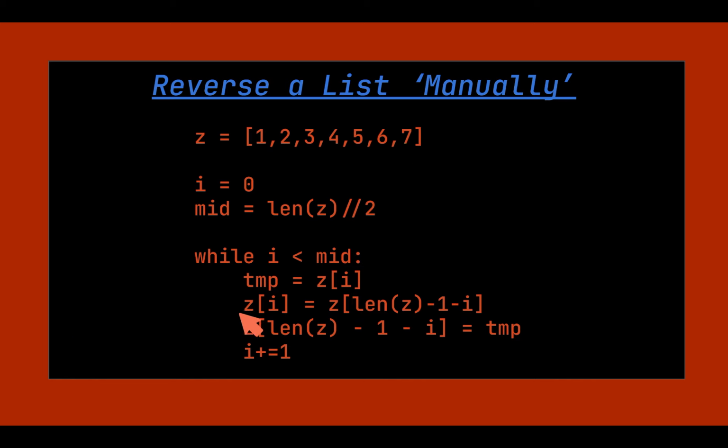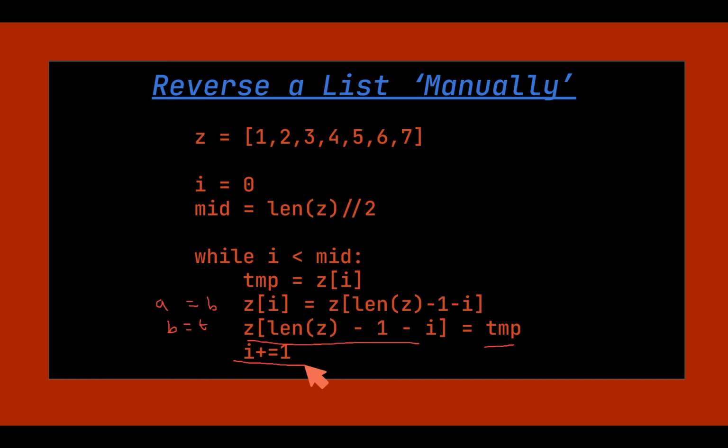Yep. So really, this is essentially the line A equals B. And then on this next line, this would be the B equals temp line, where we have our element coming from the end equaling temp, thus completing the swap. And then here, i plus equals 1, we are simply incrementing the iteration variable in the while loop, just going one step further. So that's how you reverse a list manually.